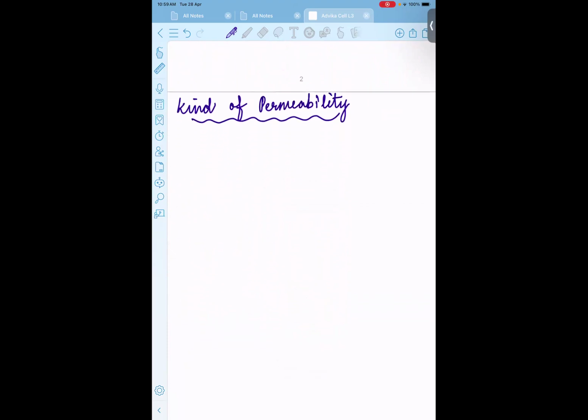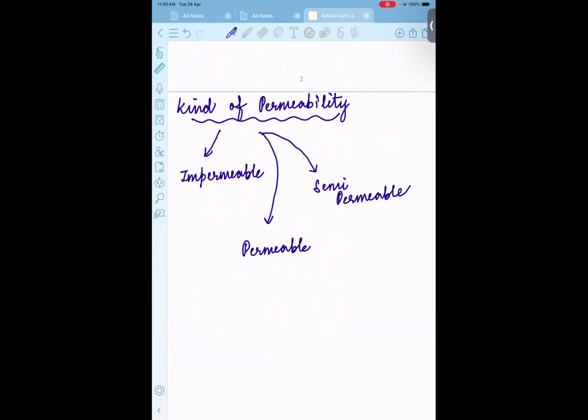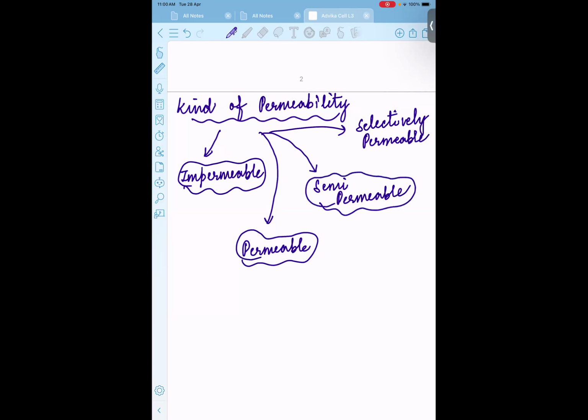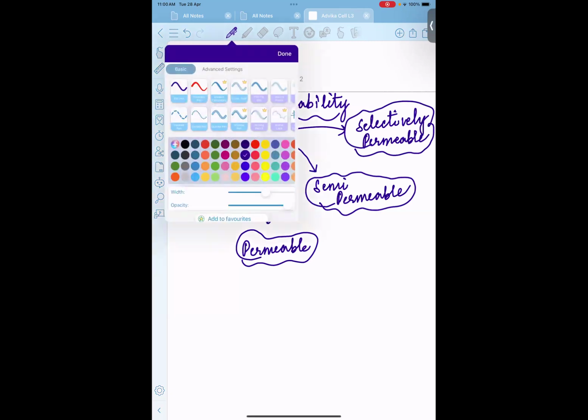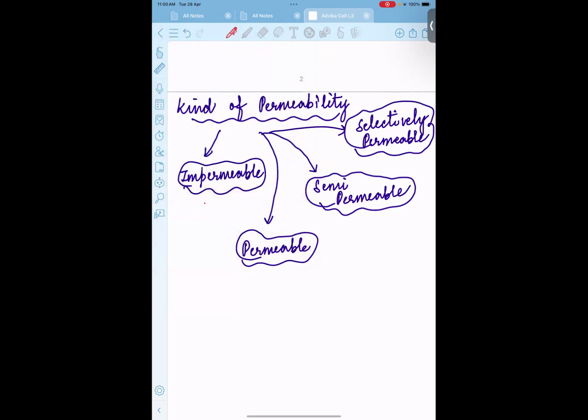Now, in terms of permeability, there are basically four types. The first one is impermeable. The second is called permeable. The third is called semi-permeable. And the last one is called selectively permeable. So impermeable, permeable, semi-permeable, and selectively permeable. One by one, I'll tell you what those are.